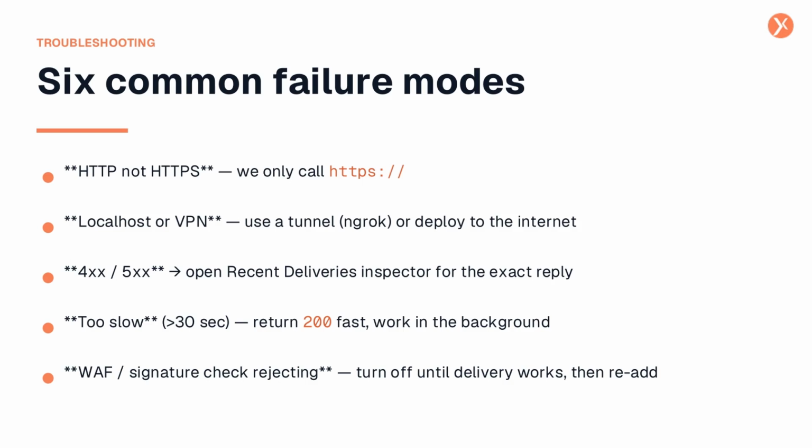When troubleshooting, be aware of common failure modes. Expedify exclusively calls HTTPS, so an HTTP endpoint will never fire. Similarly, localhost or VPN-only addresses are unreachable. Your receiver must be publicly accessible. If your server returns a 4xx or 5xx error, or takes longer than 30 seconds to respond, Expedify will treat it as a failure and retry. You can diagnose these issues by checking the Webhook Statistics modal's Recent Deliveries tab for exact status codes and response times. Finally, a common pitfall is an overly strict signature verification that rejects legitimate requests. Temporarily disable it until delivery works, then re-enable.